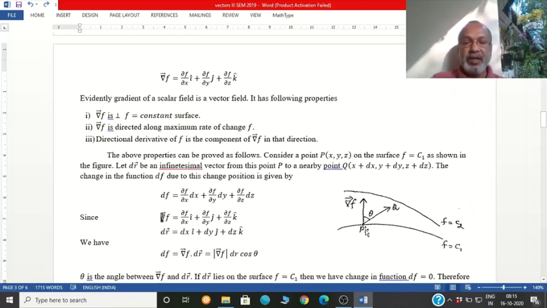Now we consider a point on the f is equal to c1 surface. Suppose that point is represented by x comma y comma z, and they are the coordinates. Suppose we consider another point, a nearby point, whose coordinates are x plus dx, y plus dy, and z plus dz.